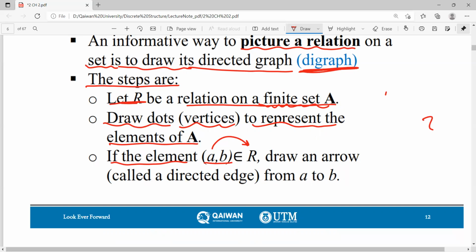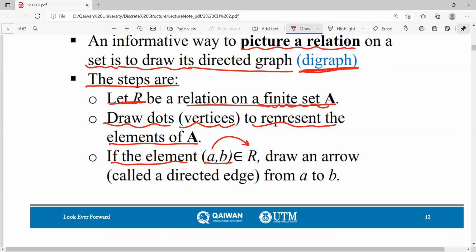Let's say you have 1, 2, 3. If you have 1 and 2, that means we draw an arrow from 1 to 2. And if you have an element with itself, for example (a, a), if (a, a) is in R, we draw an arrow from the element to itself. Okay? And this graph is called a digraph.